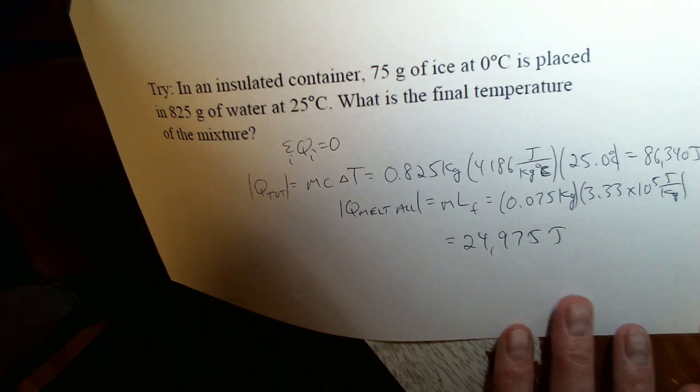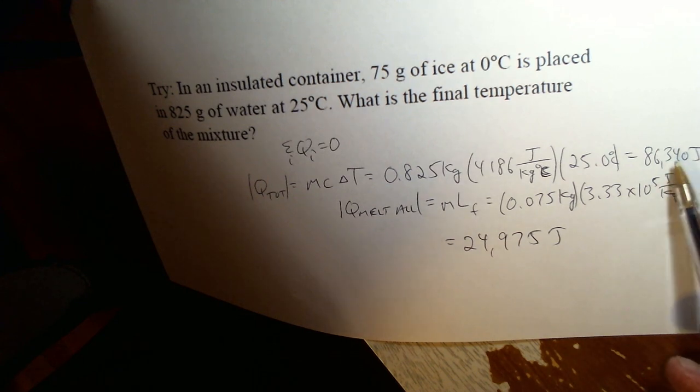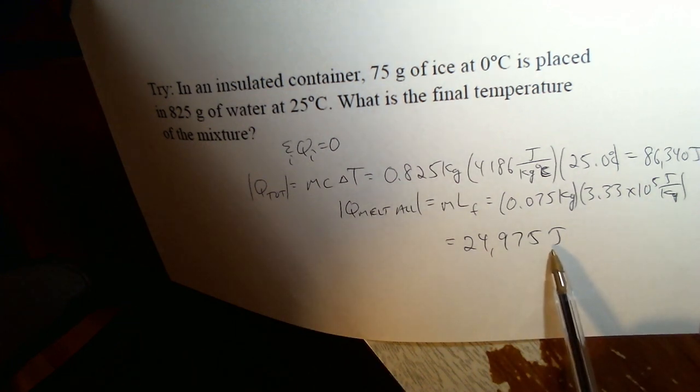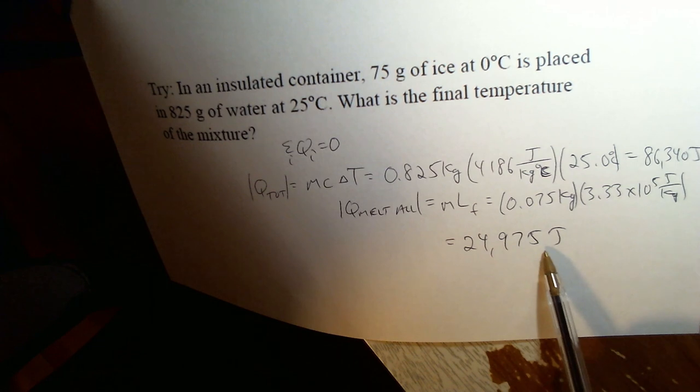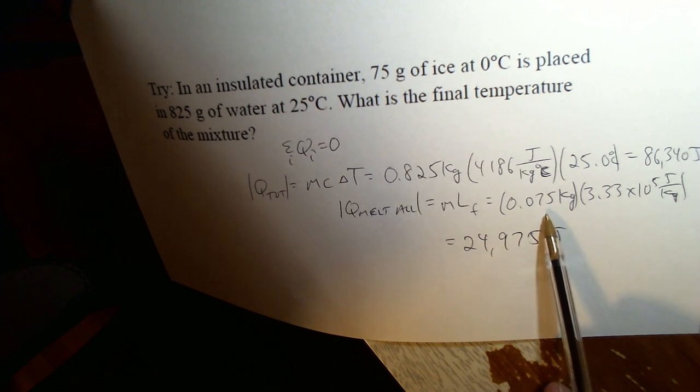So this is 24,975 joules to melt all of the ice. So what started as liquid water has enough energy to melt all of the ice before getting to 0 degrees centigrade. So it's going to have an excess amount to warm the 75 grams of melted ice, of now liquid water, after the ice is all melted.